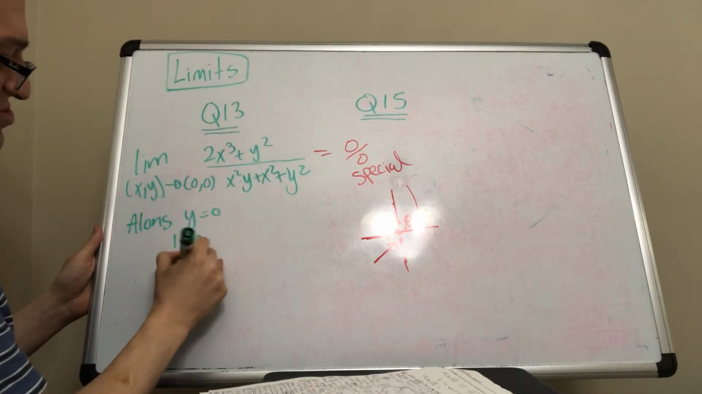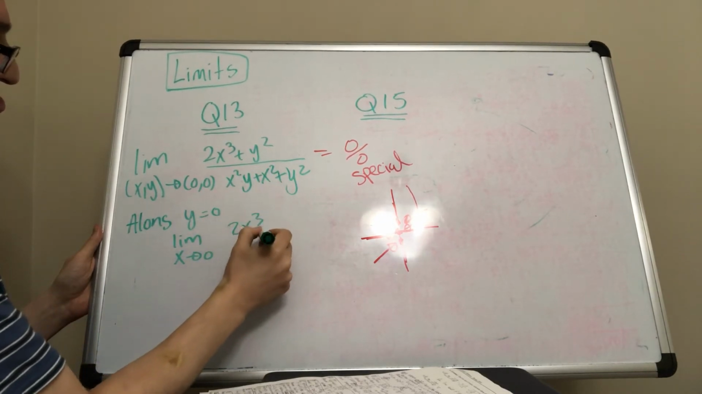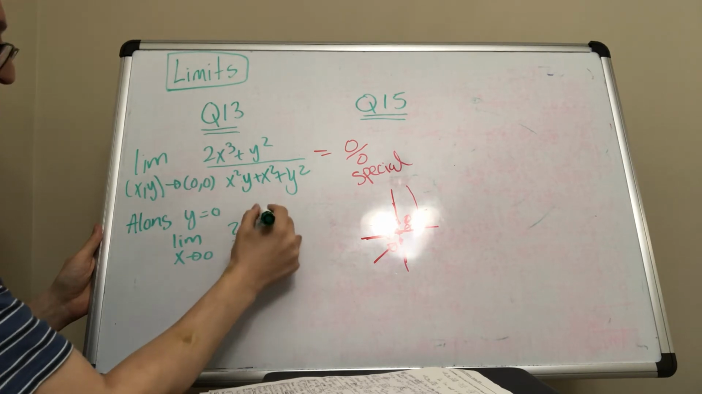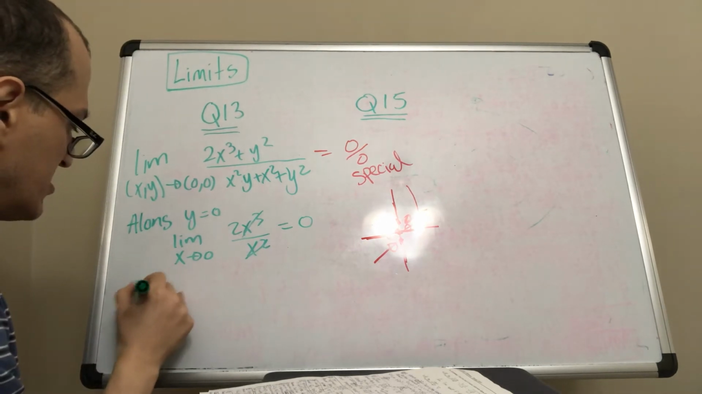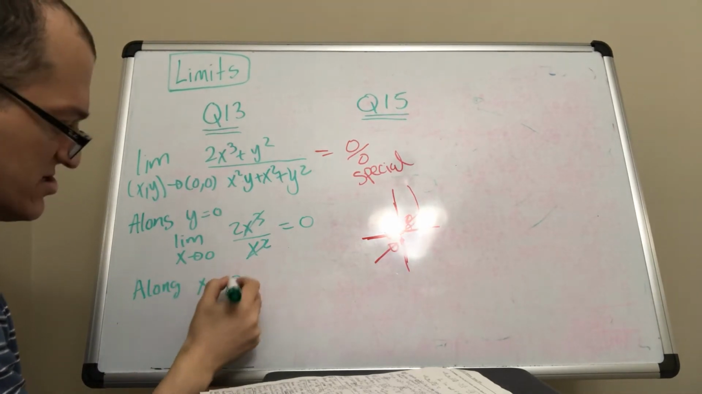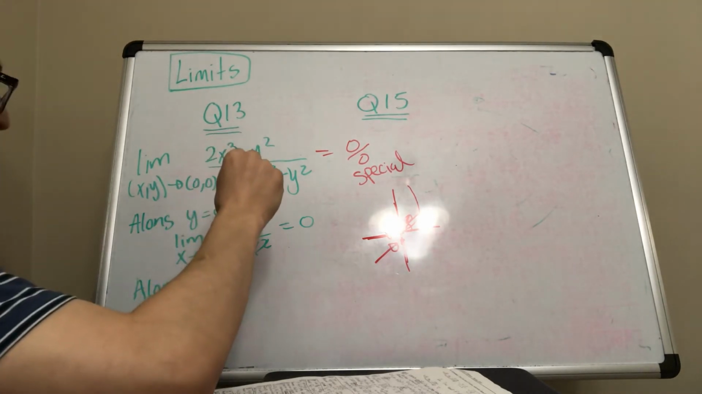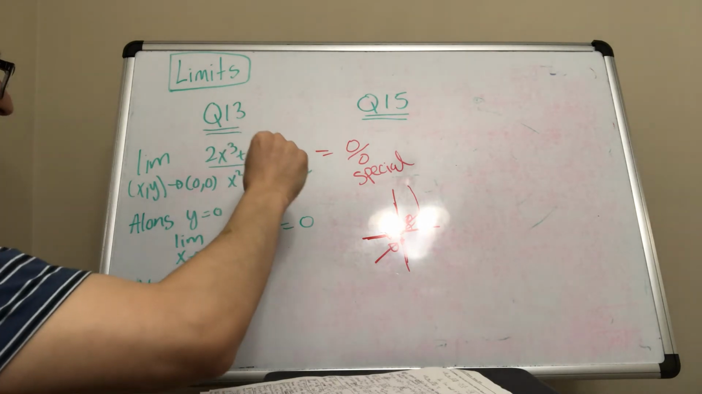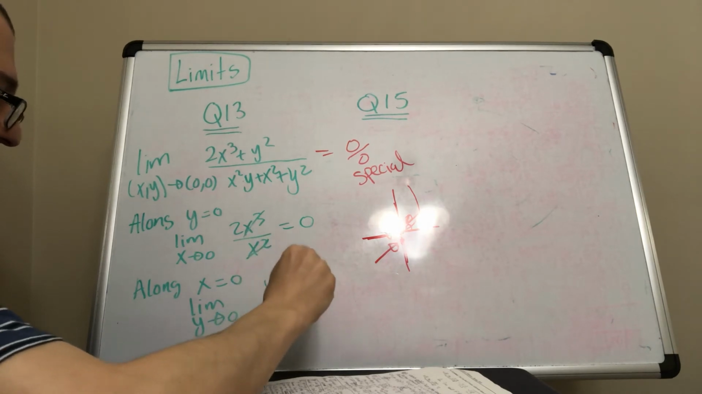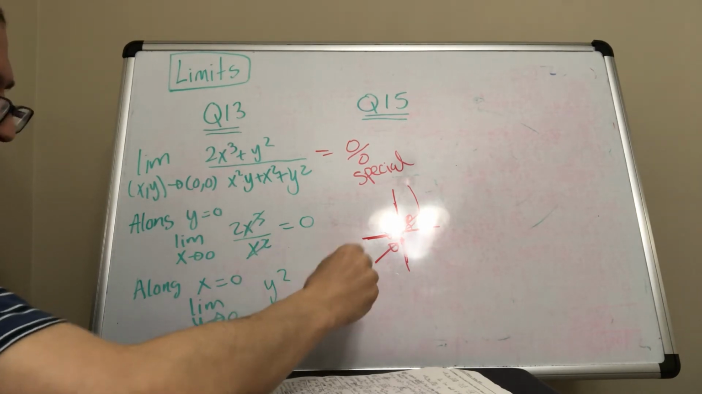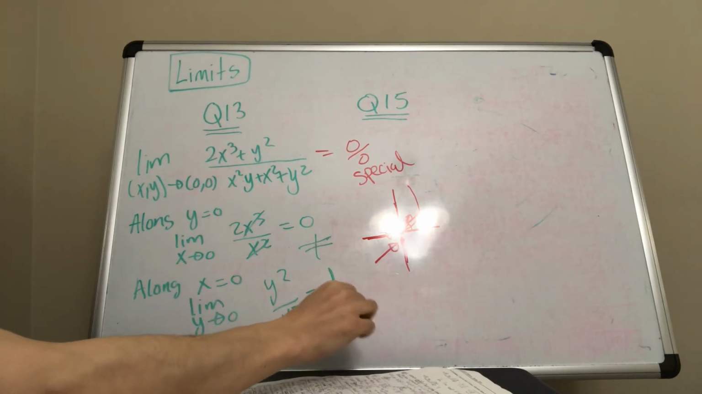So you find the limit when x goes to 0, and you cancel the y's. That would give you 2x cubed over x squared, cancel, cancel, that gives you 0. If you do it along x equals 0, limit y goes to 0. So if you make x 0, then that gives you y squared over y squared, and y squared over y squared is 1. So you see, they're not equal, does not exist.